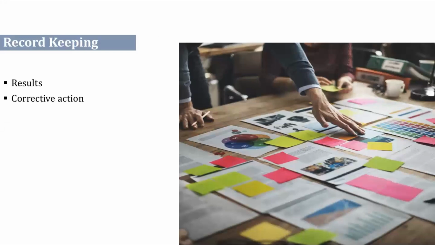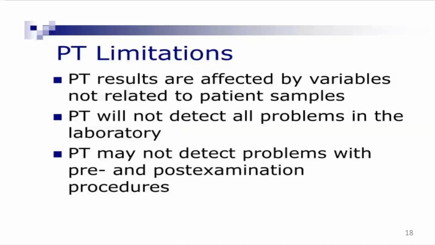So that way we have to analyze. Keep record of all the results of corrective action which you are taking in case of outlier. But there are certain limitations of PT. Sometimes these are affected by variables which are not related to the patient sample, and it will not detect all the problems in the labs.